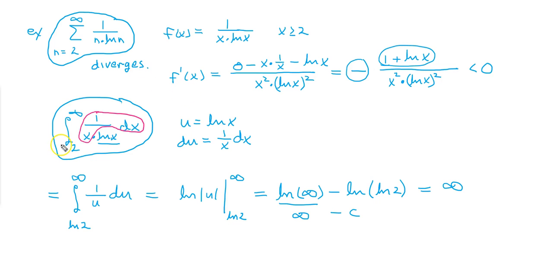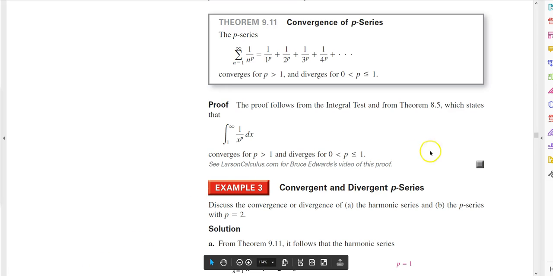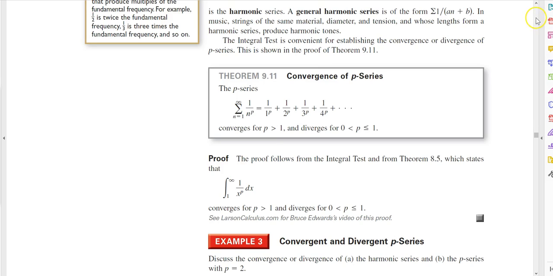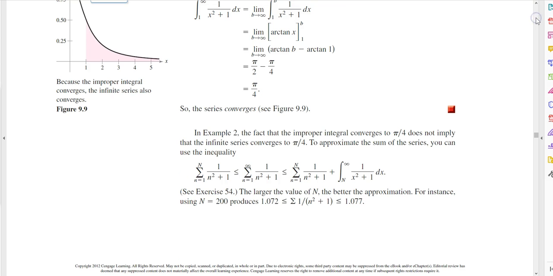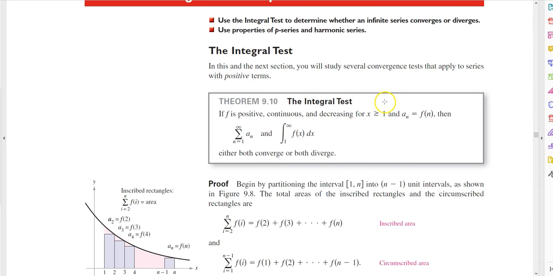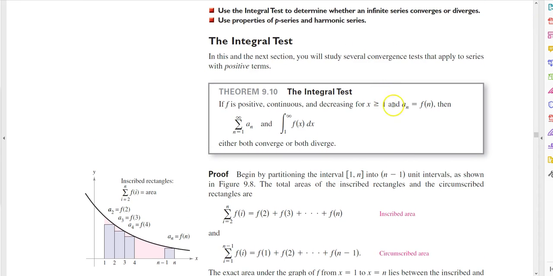All right, now let's take a look at the proof of the integral test. So let's go over that. So here's the statement again of our integral test, and we're going to use some graphics from the book to help us out with the proof here.